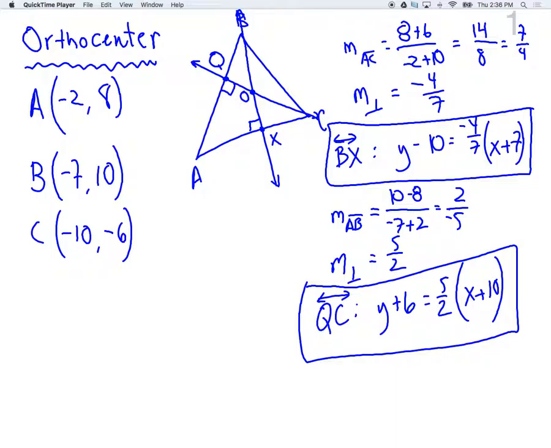How do I find O? Do you solve a system? Beautiful. How do you want to solve that system? Hold on, I'm going to go to the next slide, since I need some working room. Can you give me that first equation, please? Y minus 10 equals negative 4 over 7 times the quantity of x plus 7. And the second line? y plus 6 equals 5 over 2 times the quantity of x plus 10.